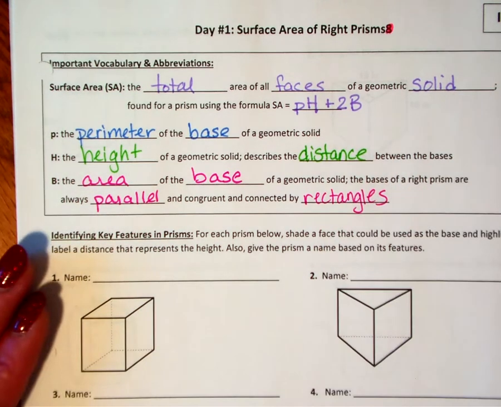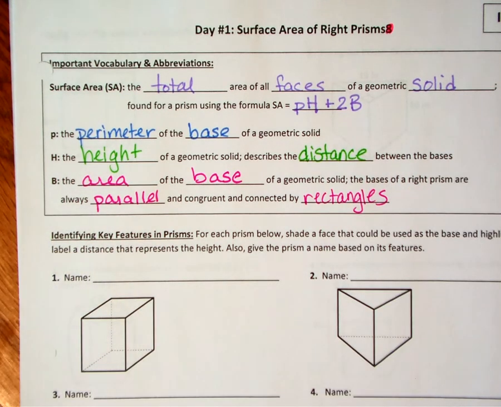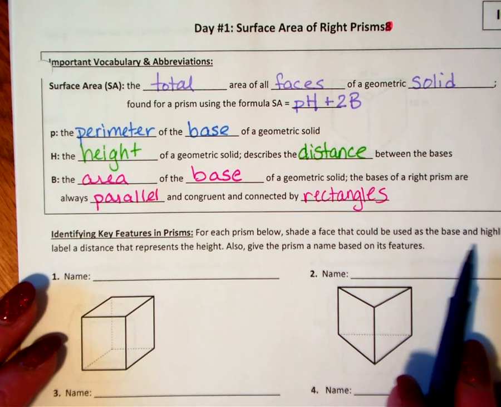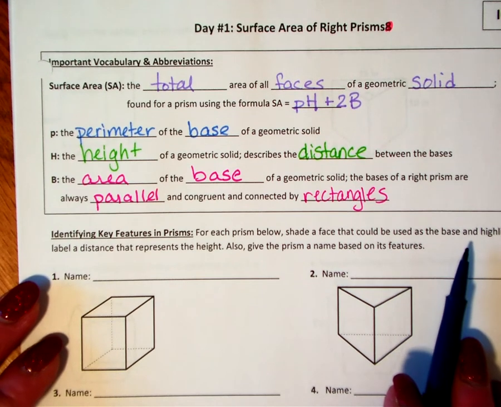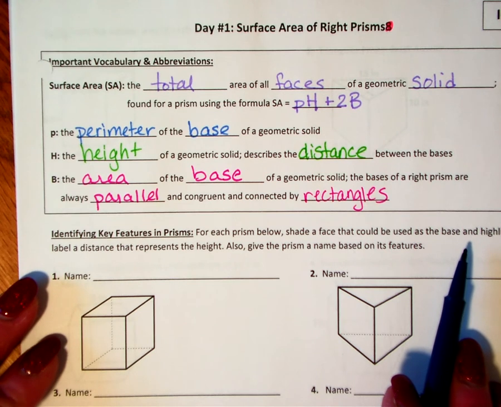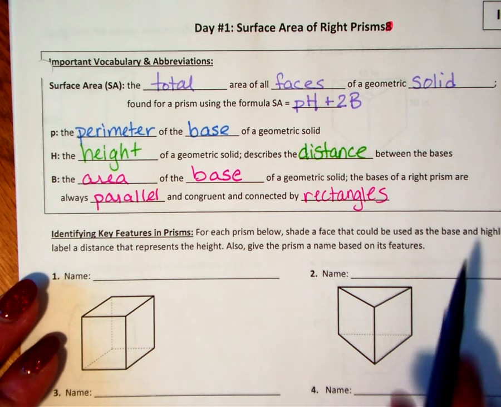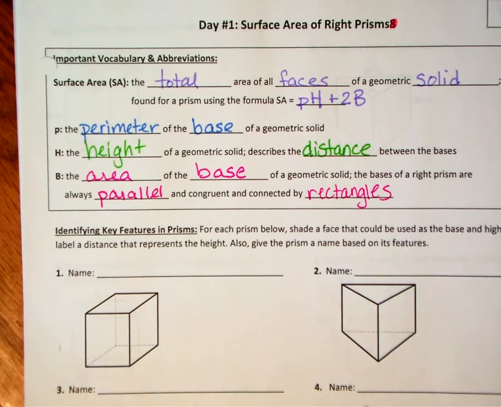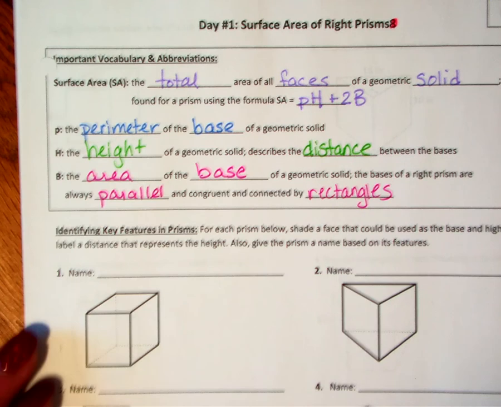Make sure I'm spelling it right. Okay, so terminology here. Alright, so for a little practice here, identifying key features in prisms. For each prism below, shade a face that could be used as the base, and then highlight and label a distance that represents the height. And give the prism a name based on its features. Okay, and that's done based on what the base is, the shape of the base.